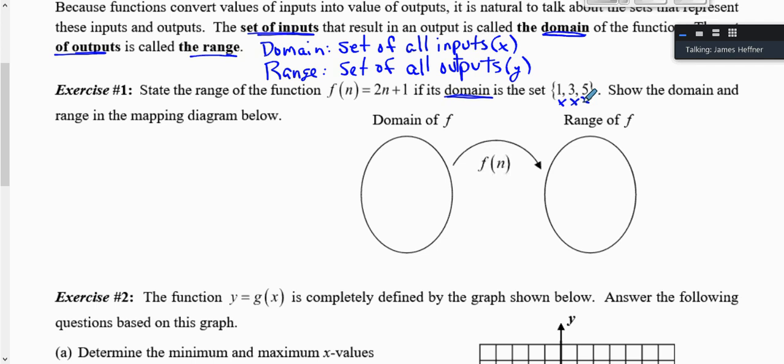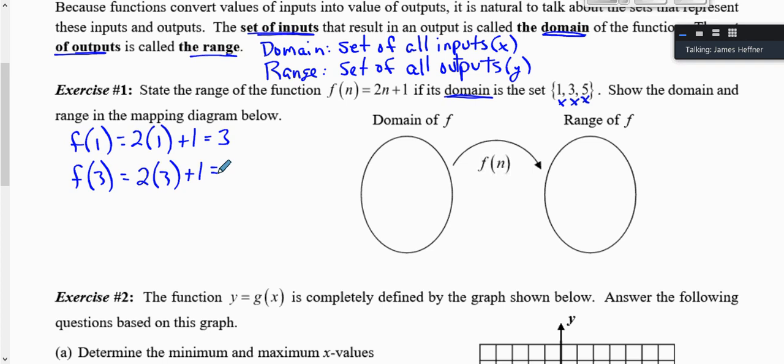Okay. So let's figure out then what f of 1 is. F of 1 would be 2 times 1 plus 1, which is, of course, 3. F of 3, 2 times 3 plus 1, which is, well, you guys are slow. 7? Okay. And then f of 5 would be 2 times 5 plus 1, which is 11, right?